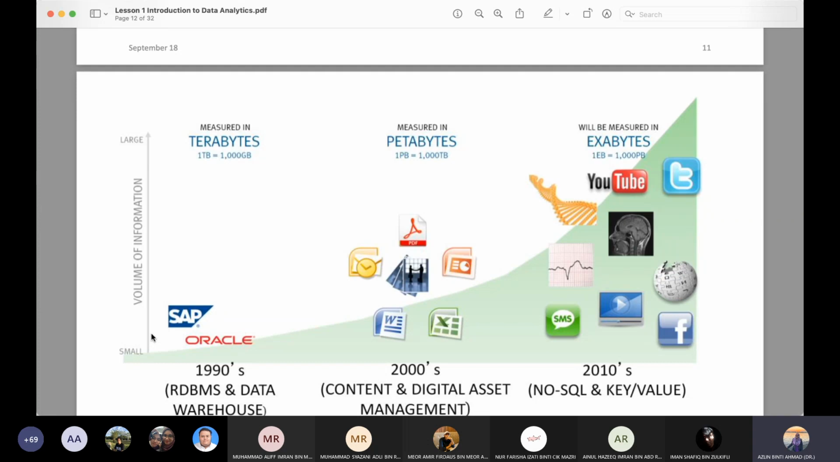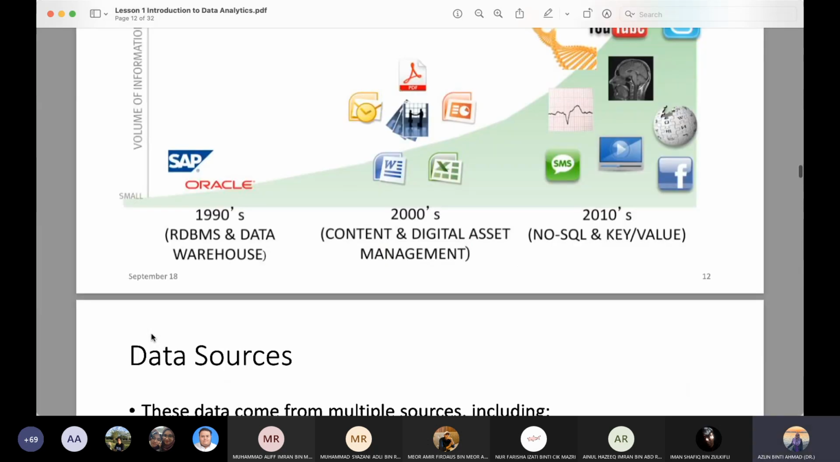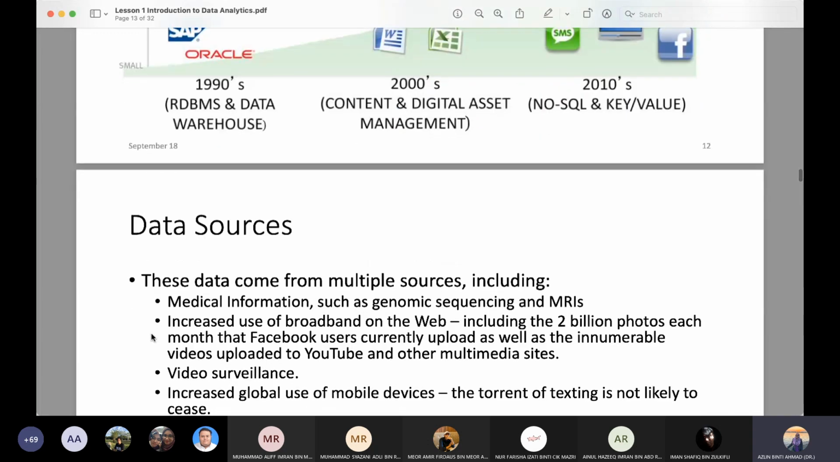Okay, so makin lama makin besar since we have all the mediums, we have all the social media, the data generated by those machines, social media, you punya WhatsApp app, all the applications from your smartphones, from your tablets, memang apa kata makin lama makin banyak. Okay, that's why now they dah brontobytes.